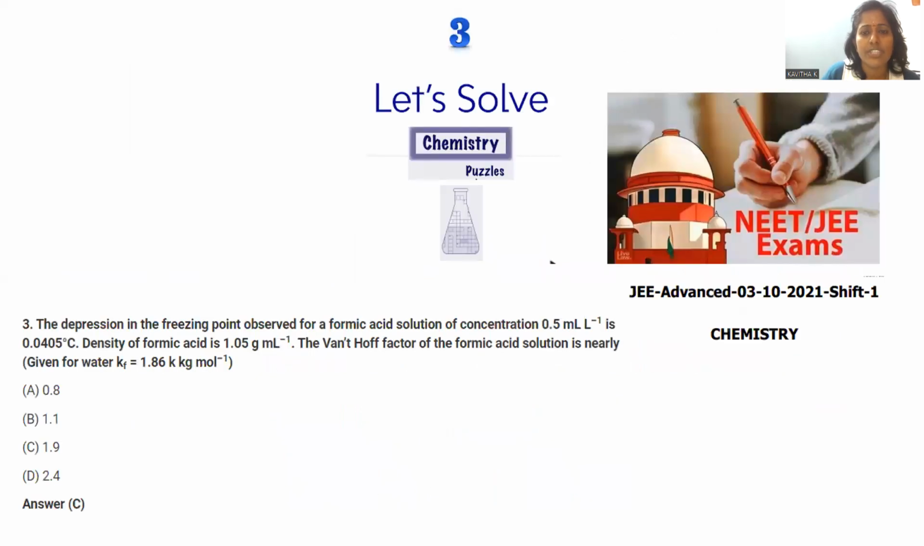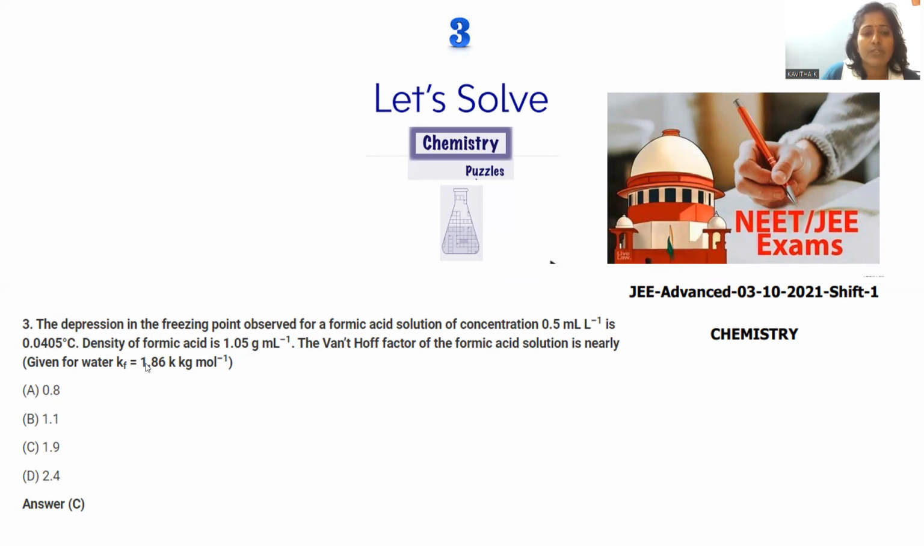Let's move on to question number 3. This is a JEE Advanced question paper, where the question is: the depression in the freezing point observed in the formic acid solution of concentration 0.5 milliliters per liter is 0.0405 degrees centigrade. Density of the formic acid is given as 1.05 gram per milliliter. The van't Hoff factor of formic acid solution is to be found, with Kf, its value, being 1.86 kilogram per mole, right? So this is the data provided.